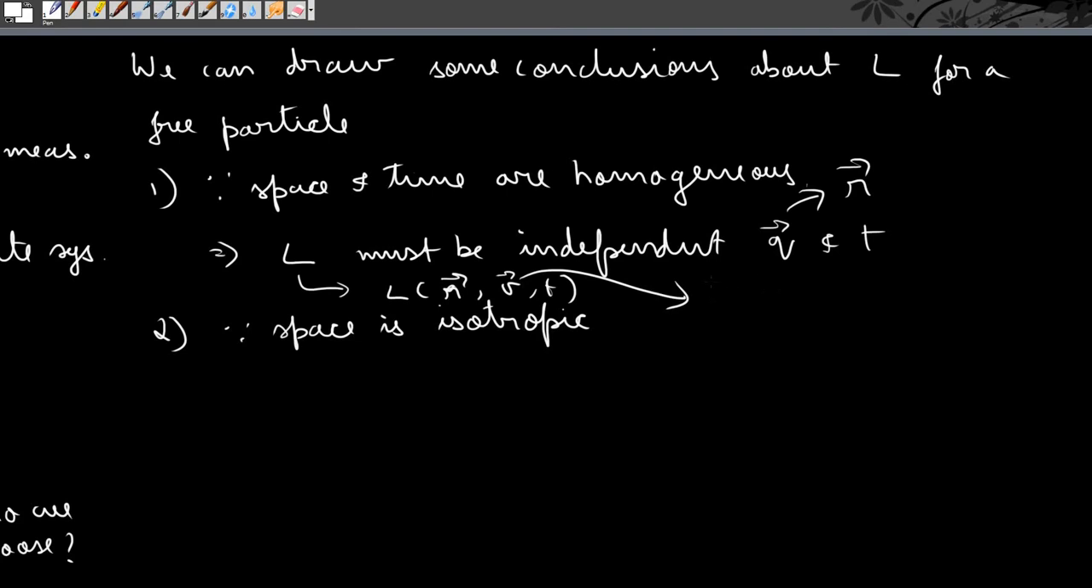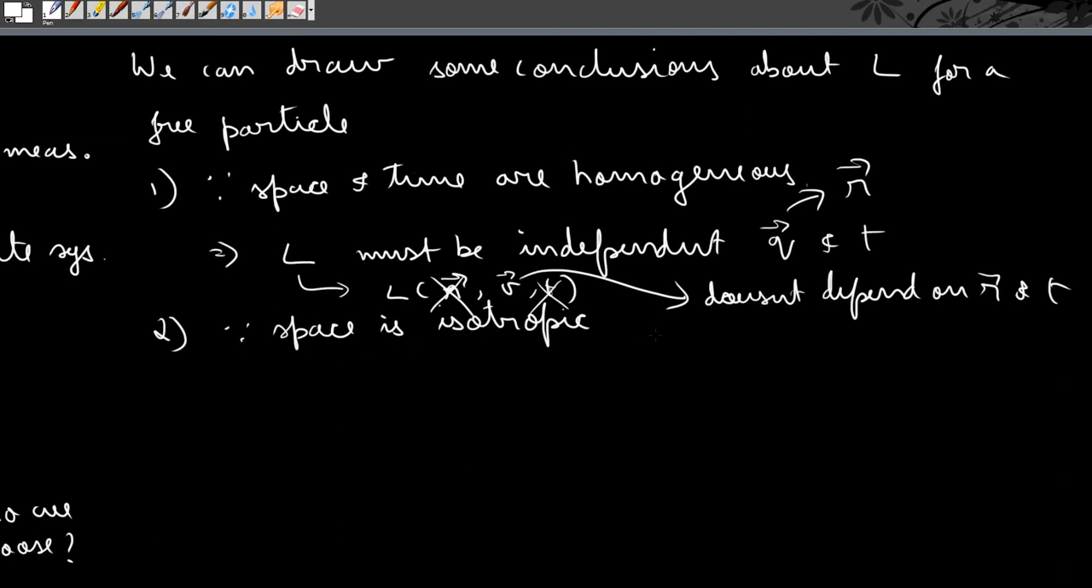Okay, so V doesn't depend on R and T, but instead it depends on dr by dt, that is the slope of the R of t curve. Okay, and since space is isotropic, and since L doesn't depend on R or T, it must somehow be dependent on the velocity alone. It must be a function of velocity alone.